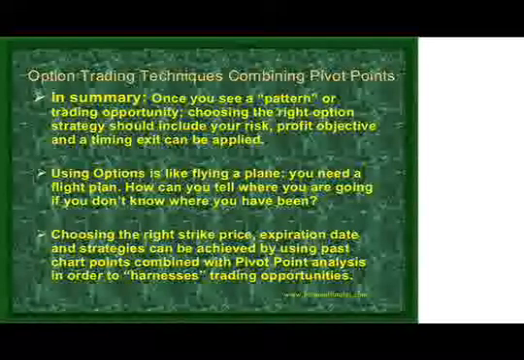Once you see a pattern or a trading opportunity, choosing the right option strategy should include your risk, profit objective, and timing as best it can be, and then apply it. For example, if we're looking for a move in October, then don't be buying October options. They expire before the month ends. You want to be looking at the November or December expiration.